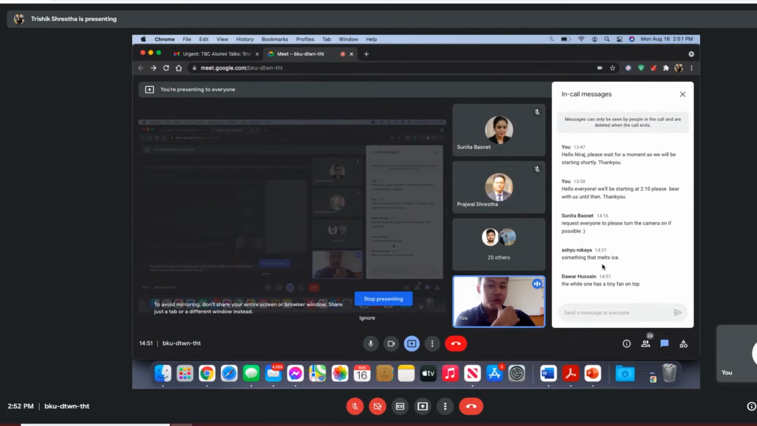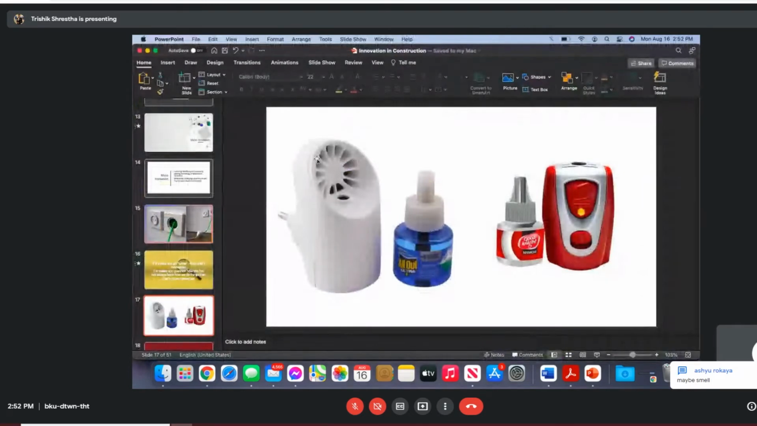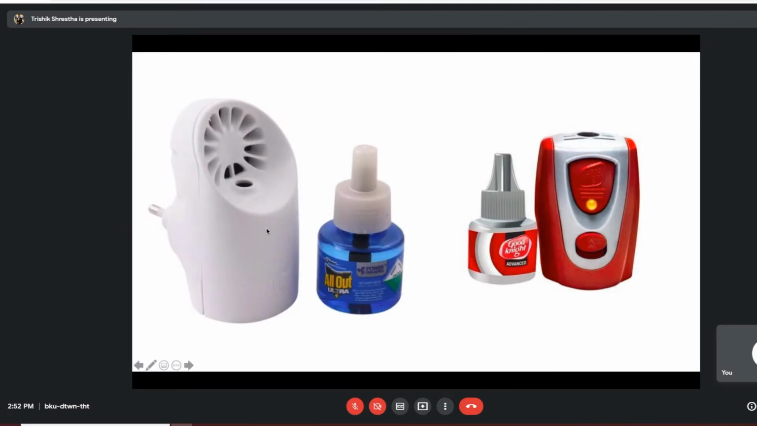So Dawar Hussein was the first one to answer. Thank you so much, Dawar. The difference is that the white one has a tiny fan on top. This particular section right here, there's a fan there, and it basically sends out the evaporated mosquito repellent vapor.